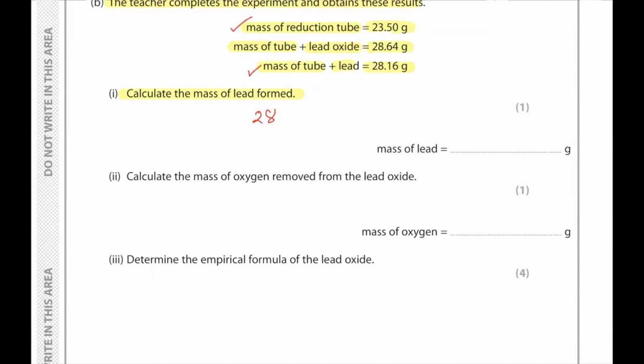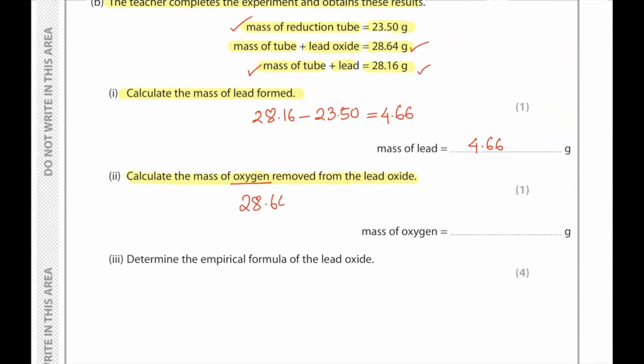So 28.16 minus 23.50 gives us 4.66. So mass of lead 4.66. Calculate the mass of oxygen removed from the lead oxide. In order to find out the mass of oxygen in the lead oxide, we need the mass of tube plus lead oxide and the mass of tube plus lead. So 28.64 minus 28.16. So 0.48 grams of oxygen.